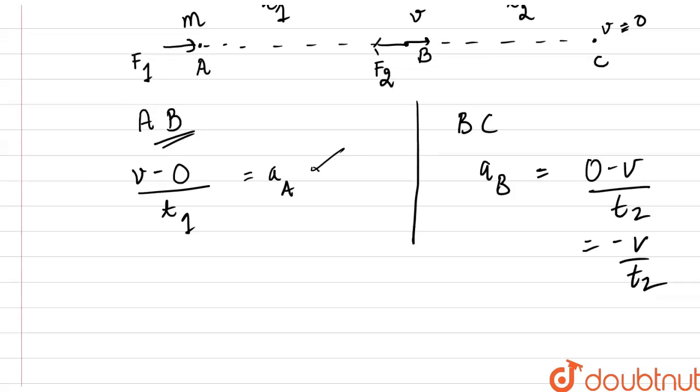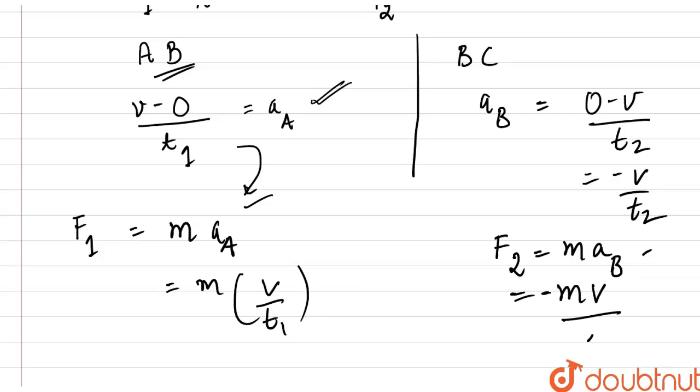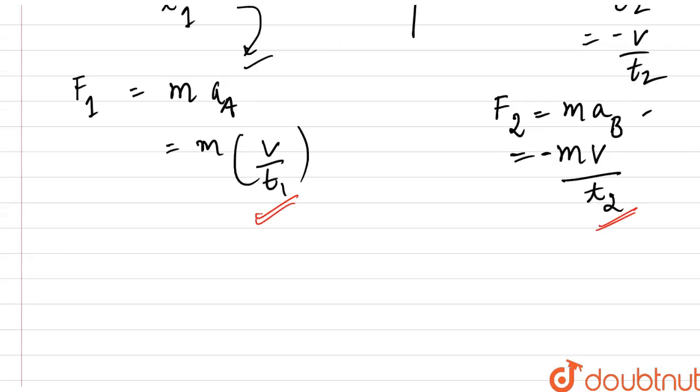Now what is this acceleration? If we apply Newton's second law here, F1 is equal to mass into acceleration a, and F2 is equal to mass into the acceleration here. Putting in these values, we get F1 equals mv divided by t1, and F2 equals m times minus v divided by t2. Since we don't know any interrelationship between t1 and t2, we cannot know any relation between F1 and F2.